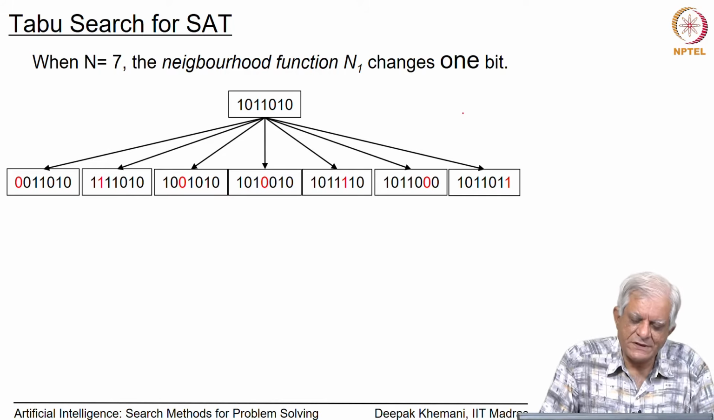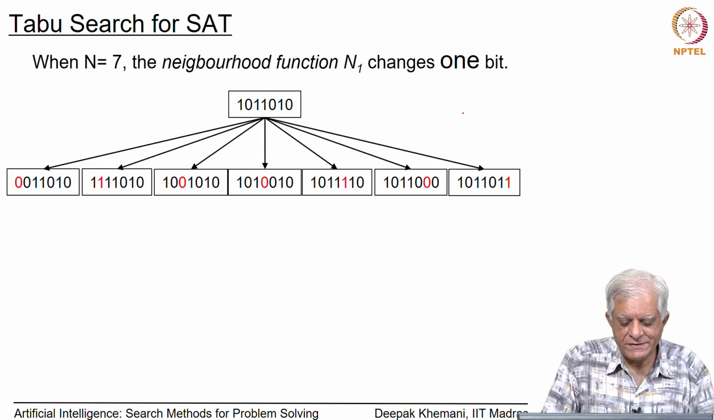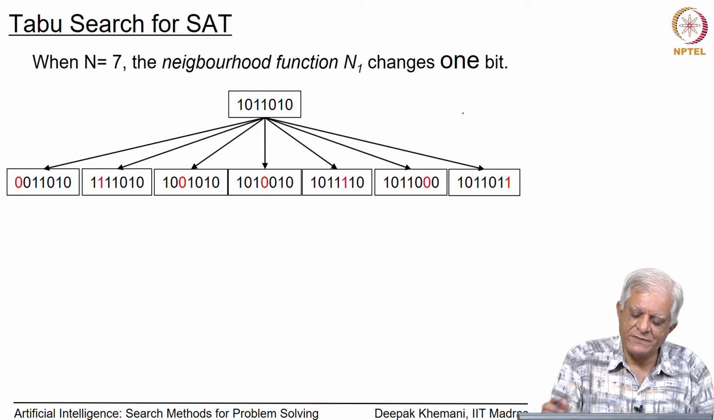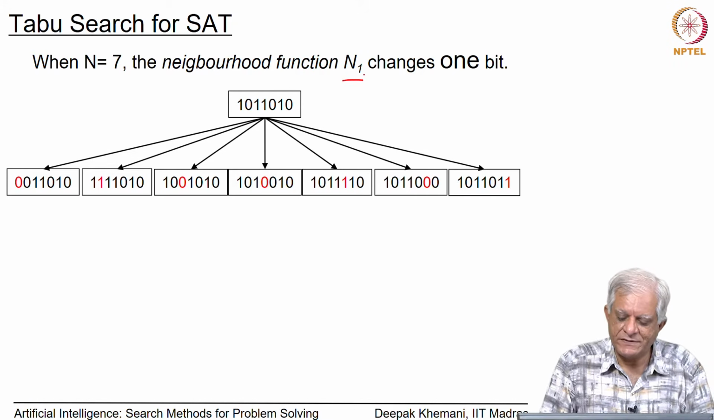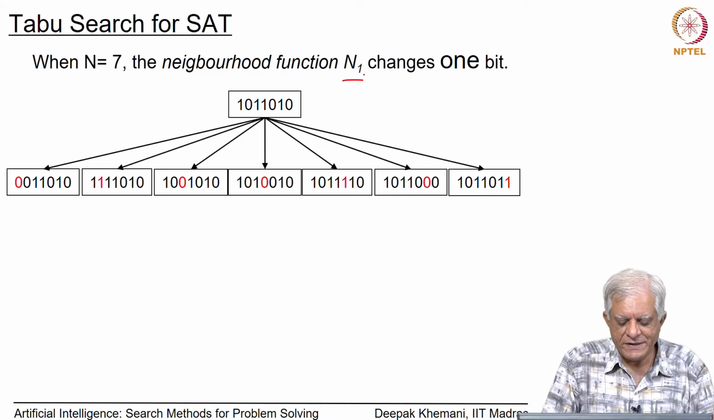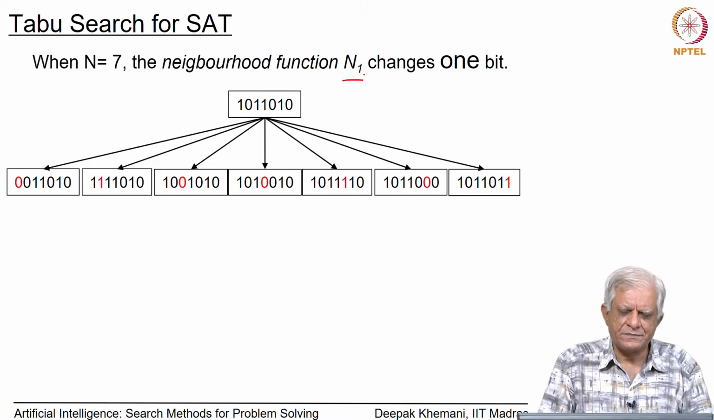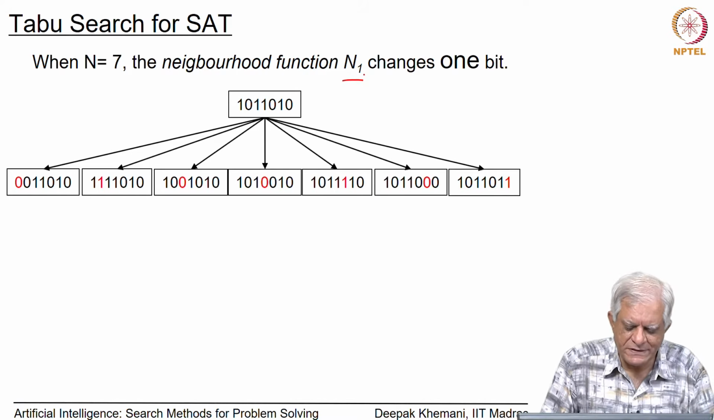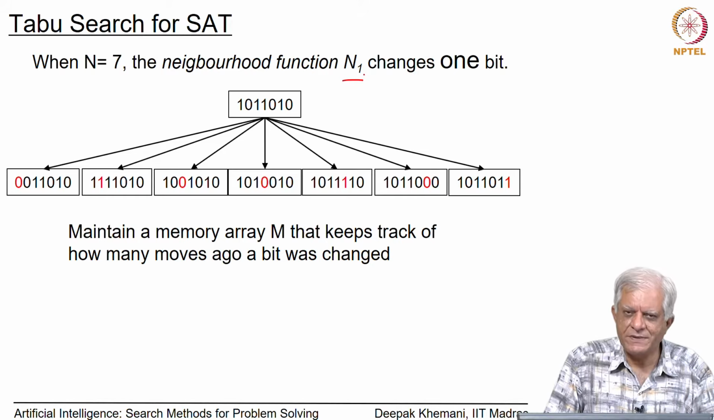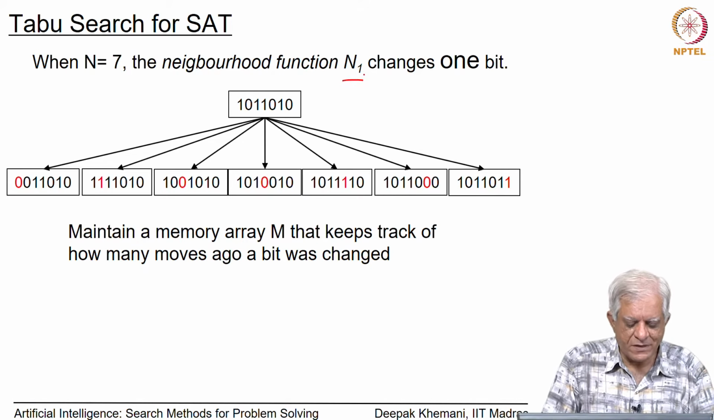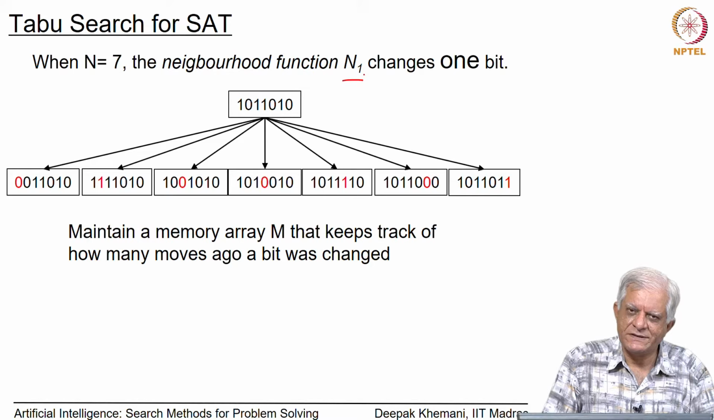So, if you wanted to do taboo search for SAT, then we have seen what the state space search looks like. If you had a 7 variable SAT problem, and if you chose a neighborhood function which we had called N1, which says that you can change one bit, then you would have had these 7 neighbors, and the numbers in red show the bit which has been changed. So, what we do in taboo search is to keep track of which bits have been changed. So, we use a memory array to do that, and there are various ways of representing this, but we use an array called M that keeps track of how many moves ago a bit was changed.